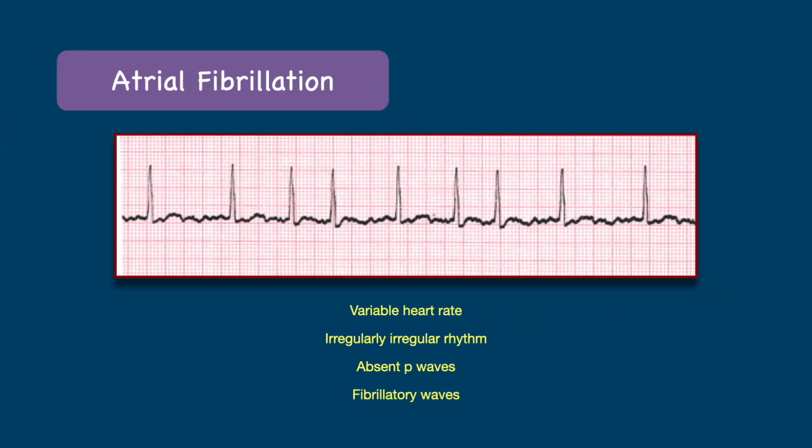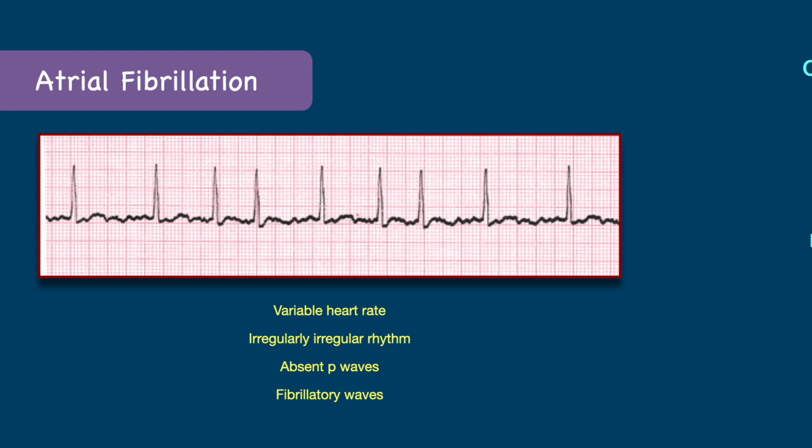Atrial fibrillation is the most common sustained cardiac arrhythmia. The heart rate in atrial fibrillation is variable, meaning you may have instances where the heart rate can be very fast, causing rapid ventricular response, or at other times they are very well under 100 beats per minute. Secondly, atrial fibrillation shows an irregularly irregular rhythm. That means there are irregular QRS complexes and a loss of synchronous atrial contraction, which is then reflected by the absence in the P waves.